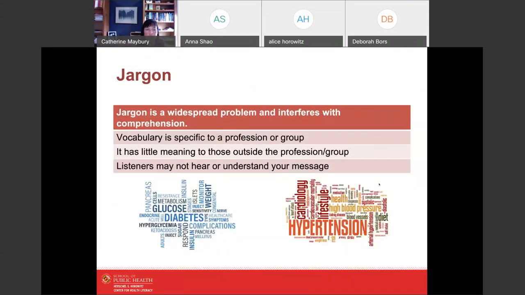So a second language element is jargon, and we did talk about that a lot in the first two webinars. What I will say is it's a widespread problem and it interferes with comprehension. Jargon is specific to a profession or group. It has little meaning to those outside the profession. And the problem is if you use jargon, the terms aren't familiar, so listeners may not hear your message.